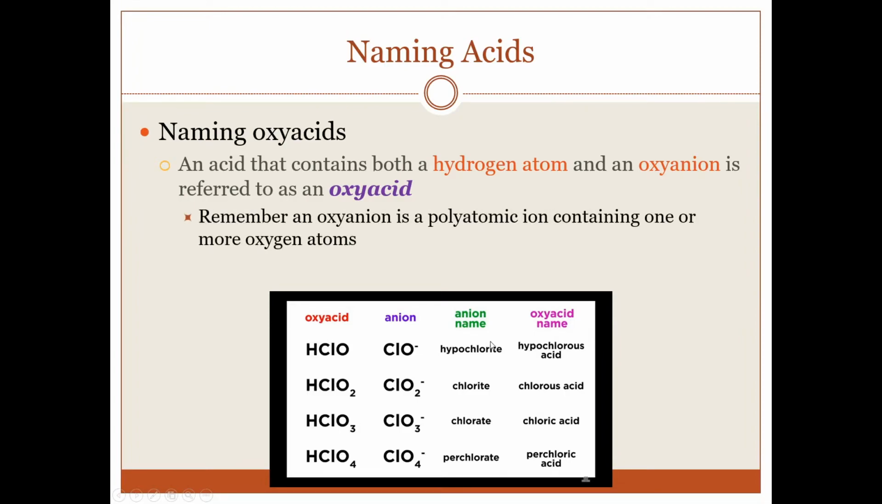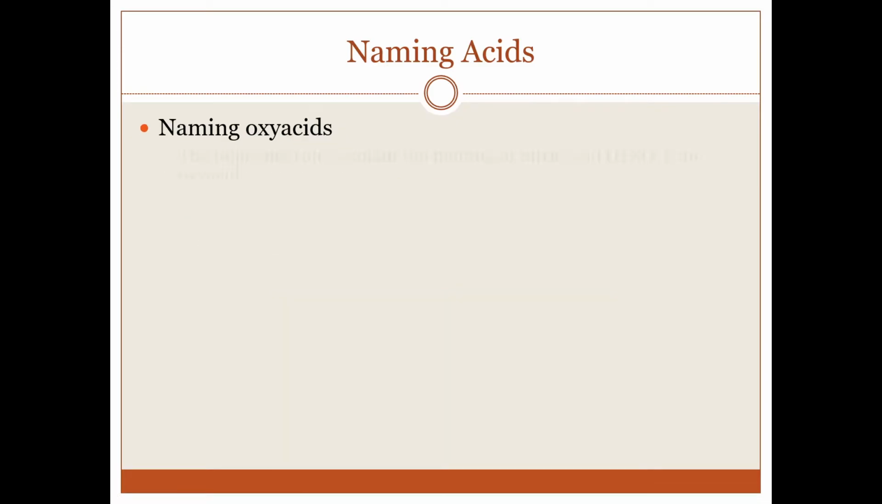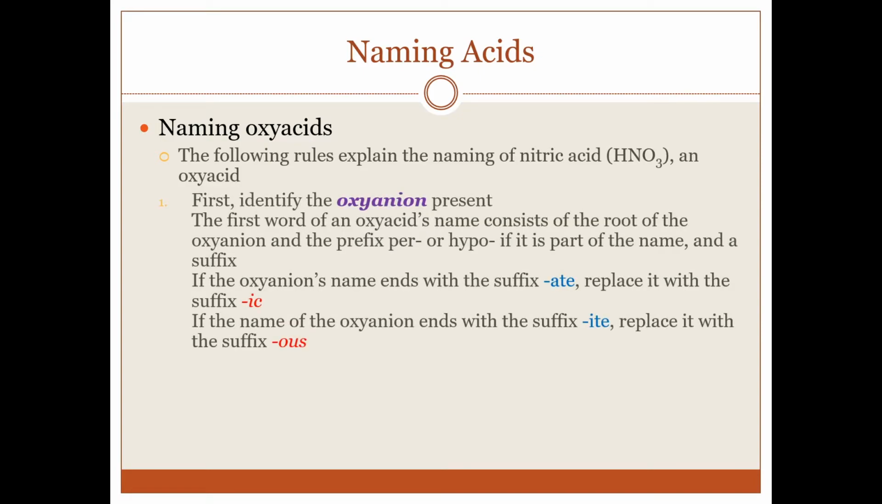So an oxyanion is a polyatomic ion containing one or more oxygens. So here are the rules in naming an oxyacid. We'll do nitric acid as an example. First, you want to identify the oxyanion present, and we'll go over more of these up ahead.